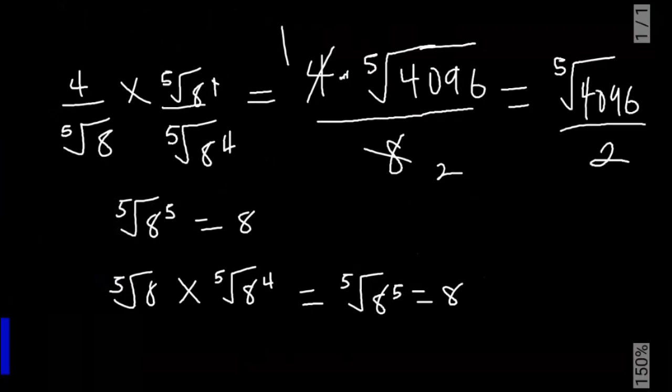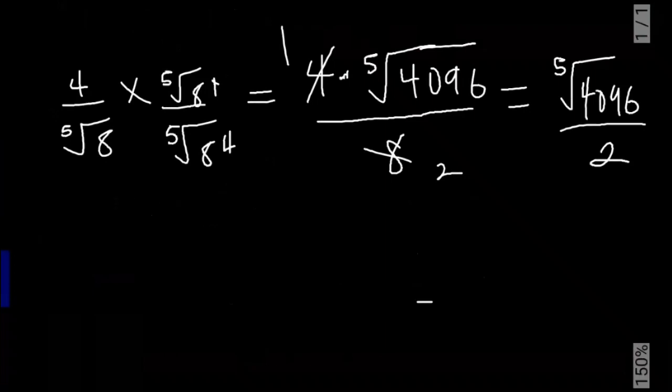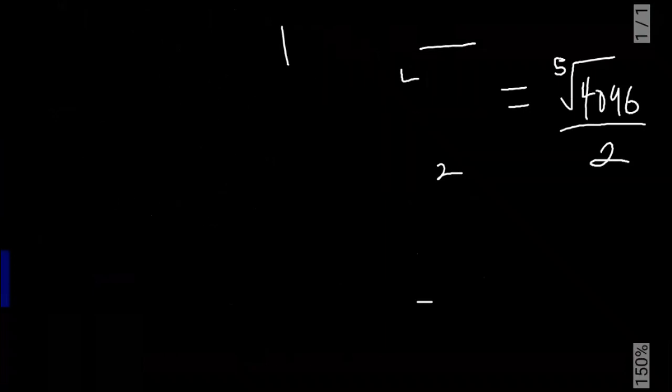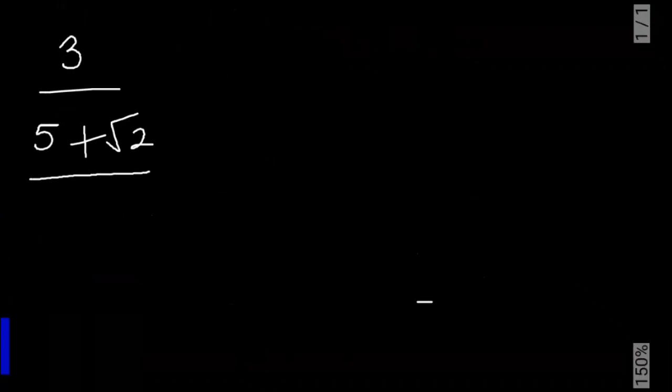So let's talk about fractions with denominators that are binomial. Let's take this question. We have 3 over 5 plus root 2. So the denominator of this fraction is a binomial expression.